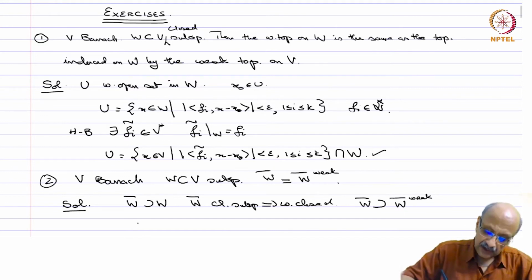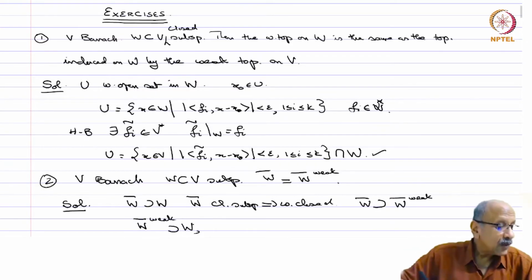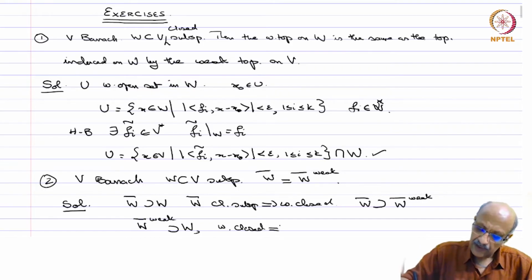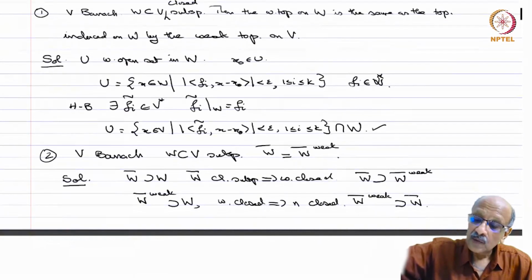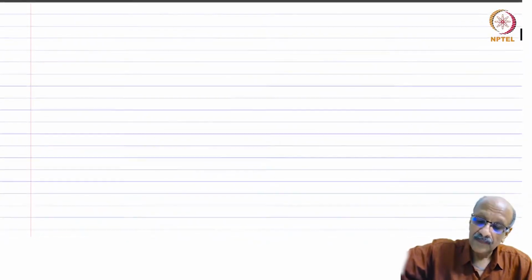Similarly, W closure weak contains W and it is weakly closed, which implies of course norm closed, and therefore W closure weak contains W closure. So you have both inclusions, and therefore the two closures are the same.